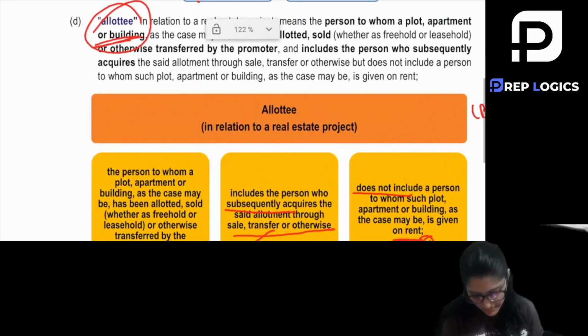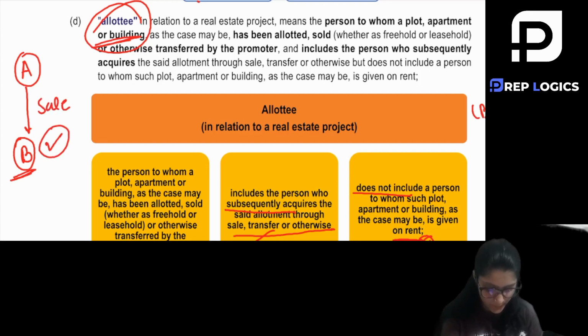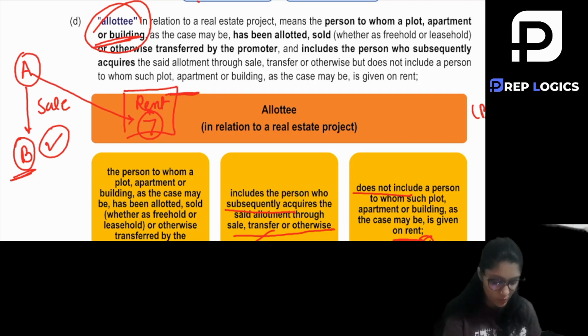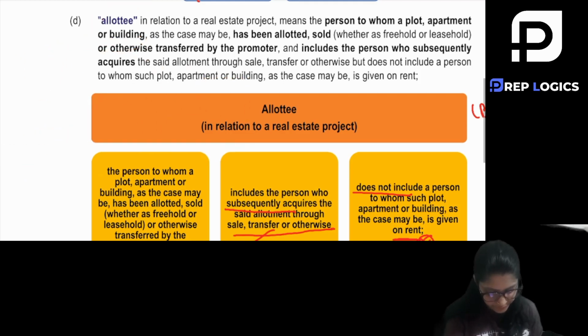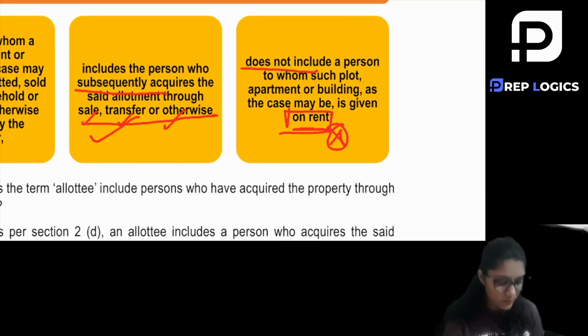So suppose person A actually buys the building and later on he sells the building to Mr. B. Can Mr. B also be an allottee? Yes, Mr. B can also be an allottee if the sale is happening. But suppose Mr. A has kept a tenant, Mr. T. Whether the tenant, the person to whom the particular apartment is given on rent, can also be considered an allottee? No, this person cannot be considered the allottee. The allottee can be the buyer or the subsequent buyer with the help of sale, transfer or otherwise, but it does not include the person to whom it is given on rent.